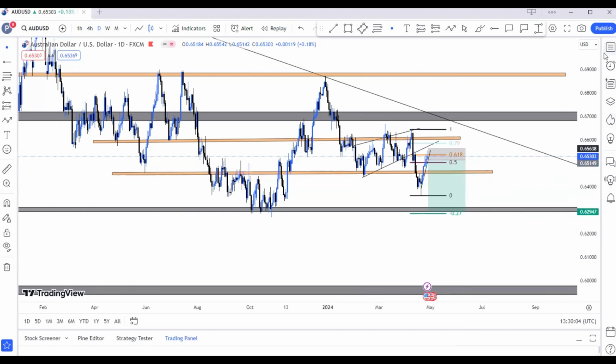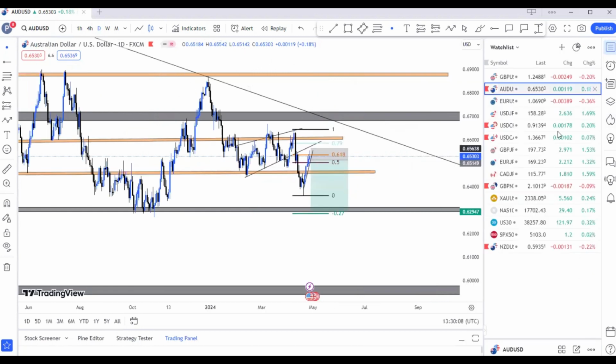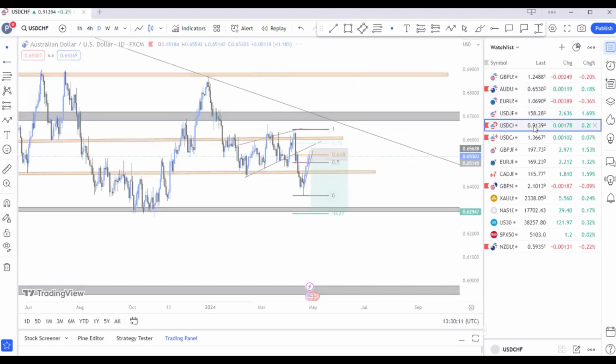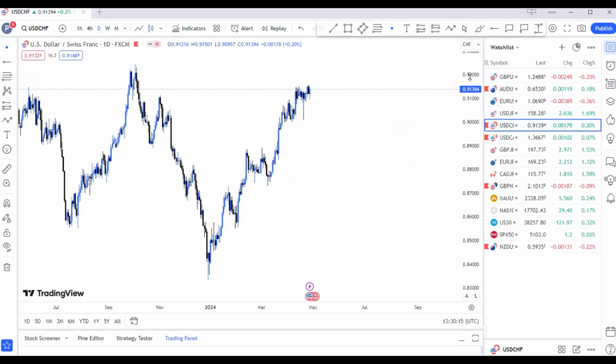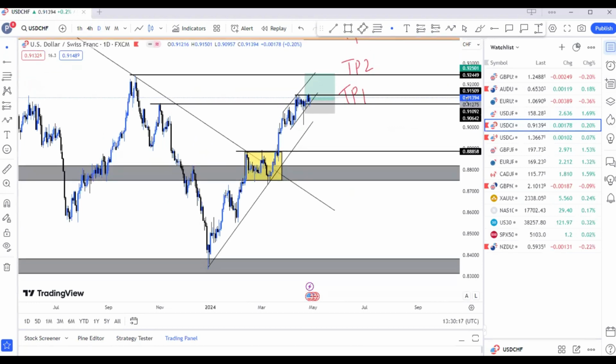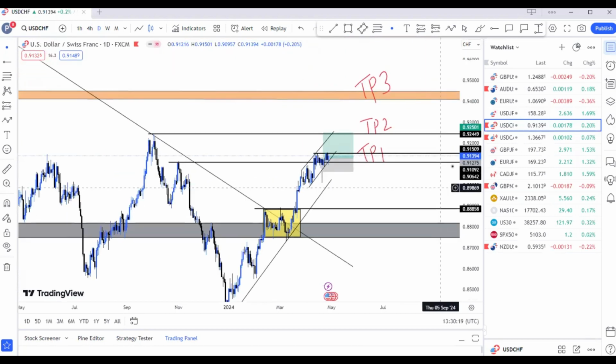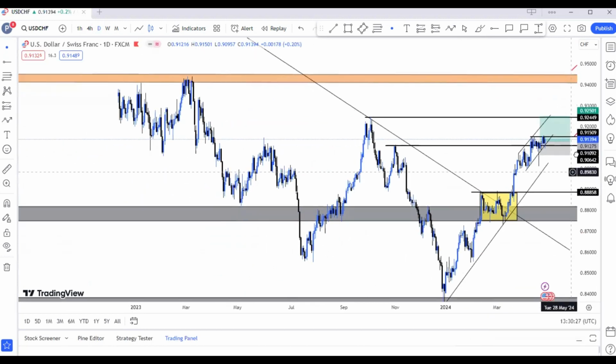So let's move on to the next pair. There's a couple of pairs that I have to share with you today. Now this is USDCHF. Remember on our last chart insight, I told you that there was no trading opportunity on USDCHF, that I was waiting for price to pull back.